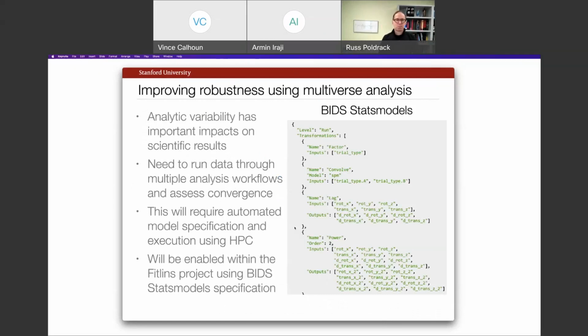Another thing we think is important is to move away from using a single analysis workflow and towards multiple analysis workflows. And so we've been doing work on a project called FitLens that basically allows you to take a machine readable specification of the statistical model from this thing called the BIDS Stats Model specification and implement that, currently using either Nilearn or AFNI's statistical modeling tools. And so this allows you to easily generate and run a bunch of different statistical models that you can then think about doing meta-analysis across.